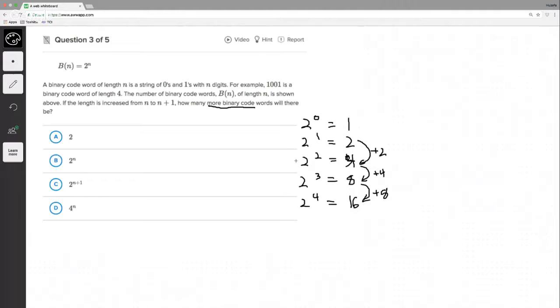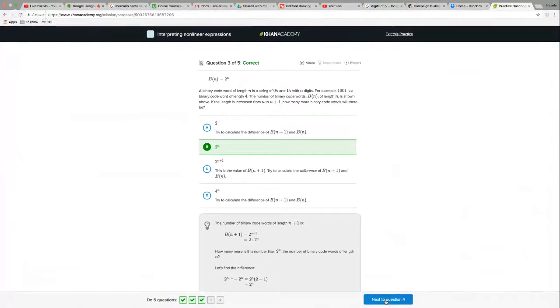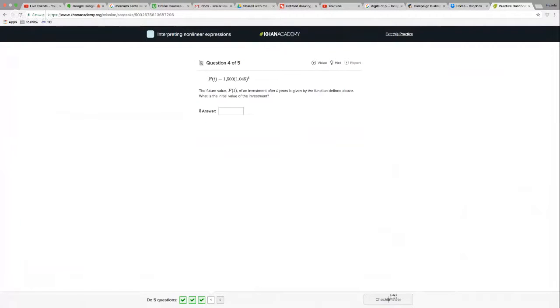If we go from 2 to the second to 2 to the third, we're increasing by 2 to the second. If we're going from 2 to the third to 2 to the fourth, we're increasing by 2 to the third. So whatever 2 to the n is, that's how much more we're getting when we go to 2 to the n plus 1. There's a way to do this more algebraically, but this is more arithmetic. 2 to the n would be your answer. I'm hoping that method makes sense. That was just the way that popped into my head to check this one out, and that is indeed correct. So we're moving on to the next one.